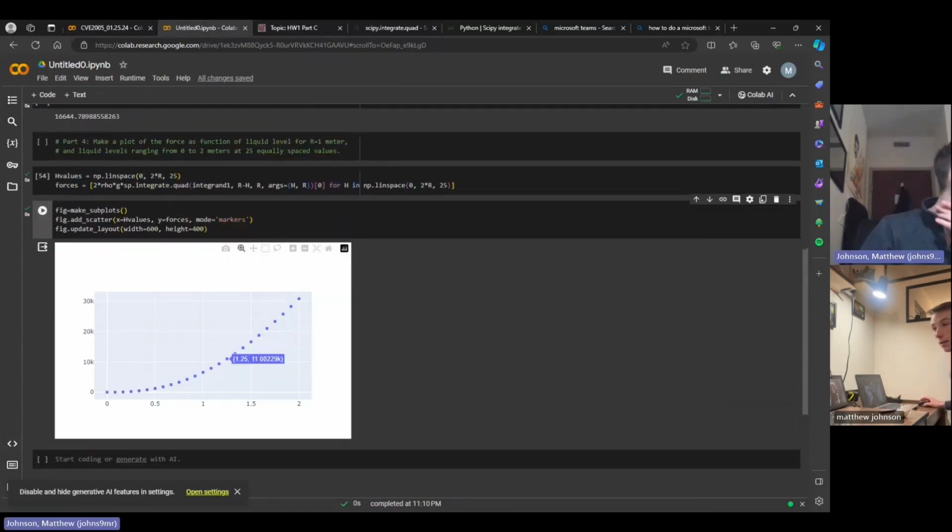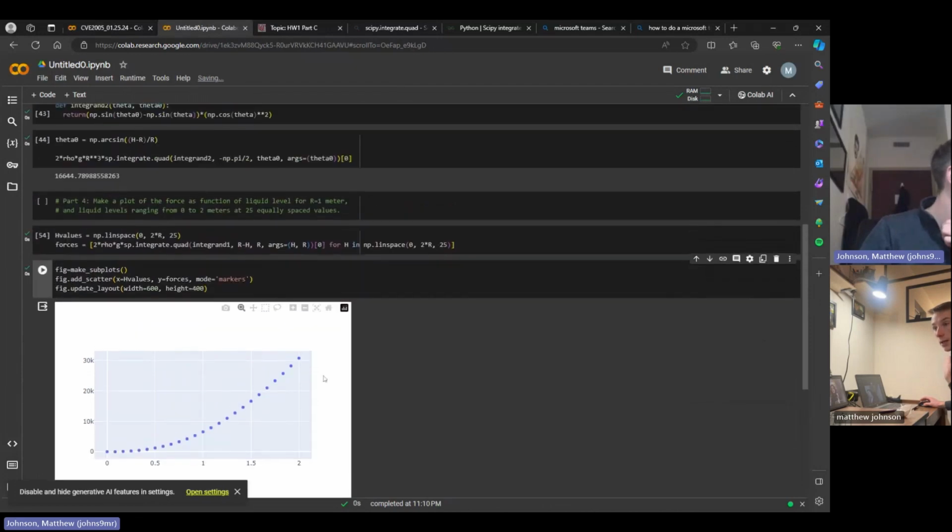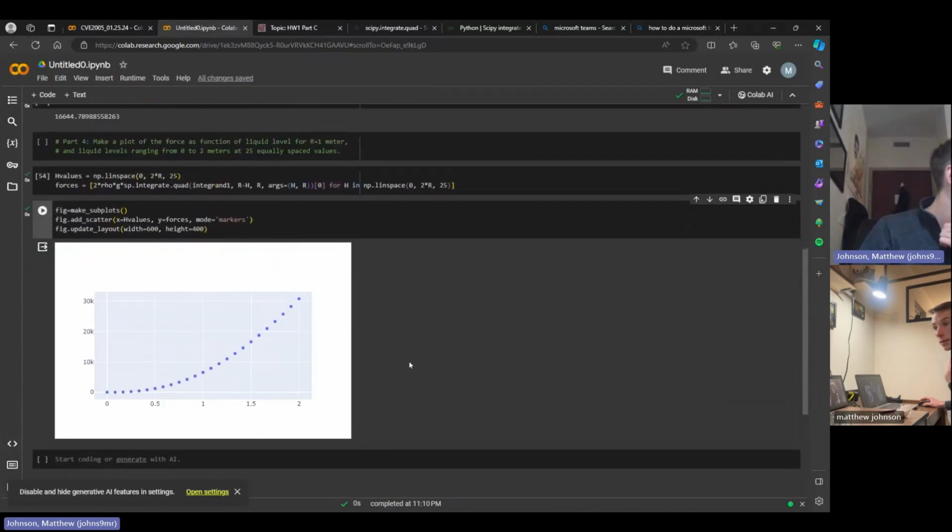Okay, so there's our plot now. Force as a function of liquid level for R equals 1 meter, and liquid levels ranging from 0 to 2 with 25 equally spaced values. Thank you for bearing with me through that. Little bug fixes and cuts to find those fixes, but I appreciate it.